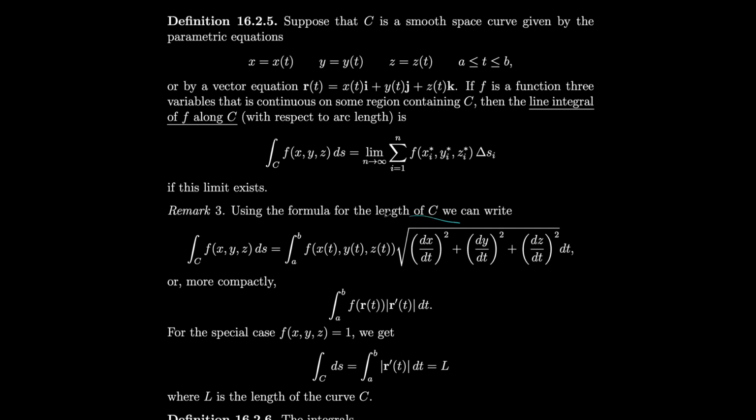Because this is becoming such a mess, we would now like to write it more compactly. So we can use vector notation to say that this is just f of r of t. Well, r of t is the parametrization of our curve, and this square root of each of the derivatives squared is, notice, just the length of the derivative, because that's how we get the magnitude of a vector. We take the square root of each of the components squared. So this provides a much shorter way of writing our line integral.